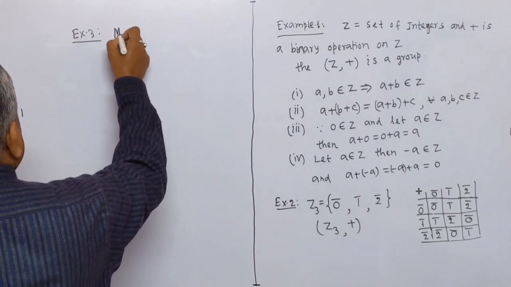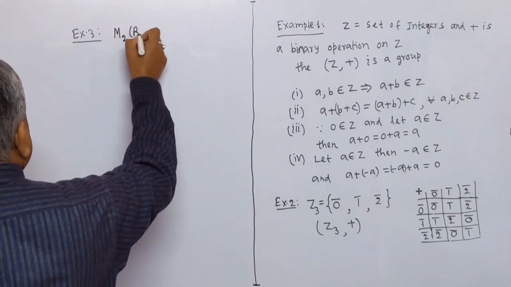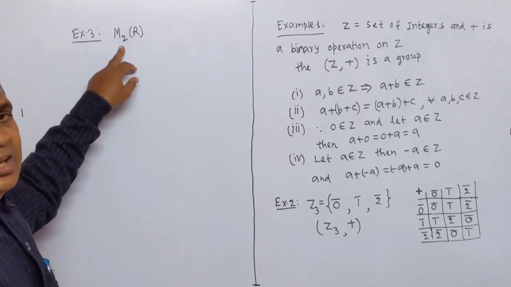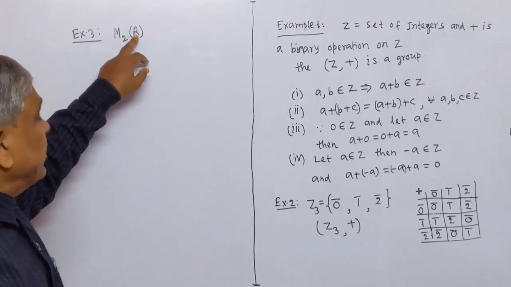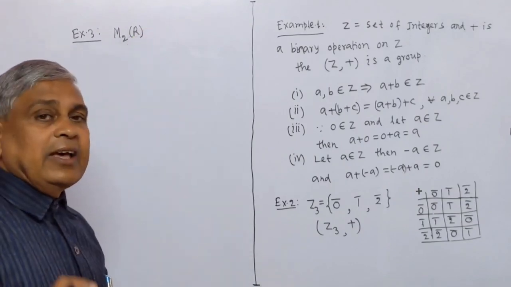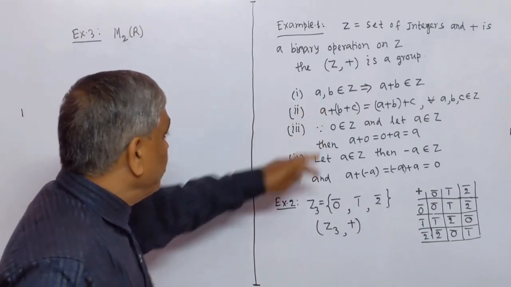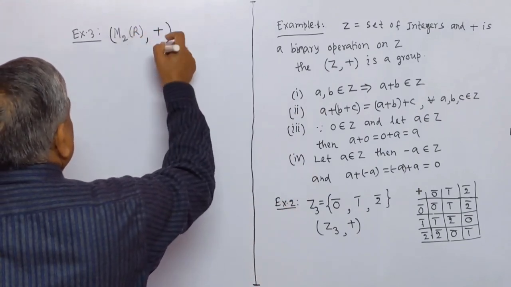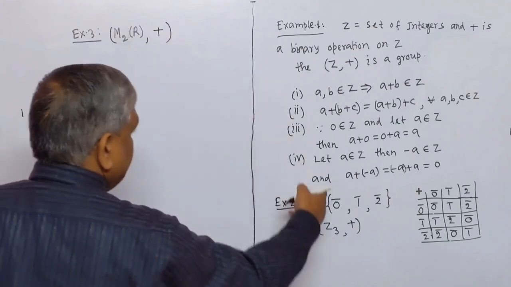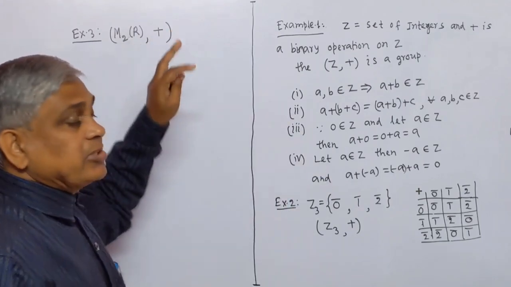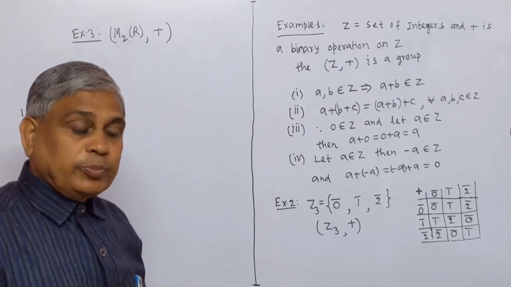Let M2R be the collection of all 2 by 2 matrices whose entries are real numbers. Then we may examine that all the 4 properties are fulfilled with binary operation addition. Therefore, M2R with binary operation addition is a group.